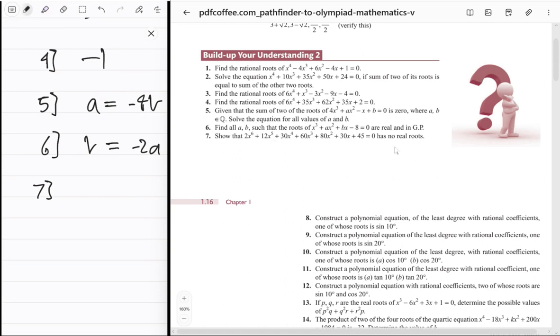Okay. This has no real roots, you are saying. It is 2x^6 plus 12x^5 plus... No real roots. Wait. Are you serious? No real roots. Not even rational. Oh god, that must be something else that we should use in that case.